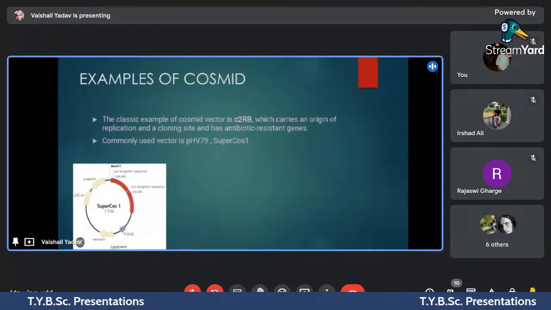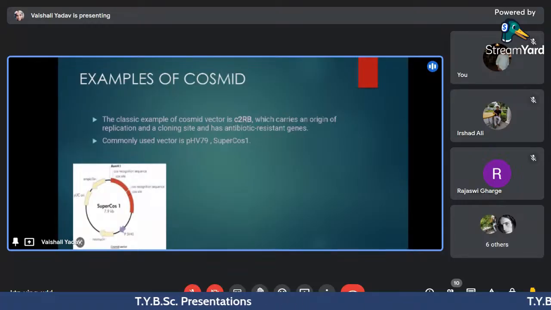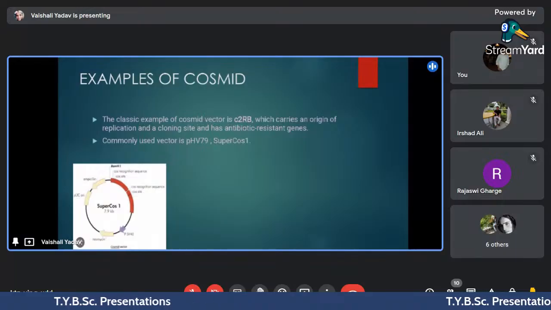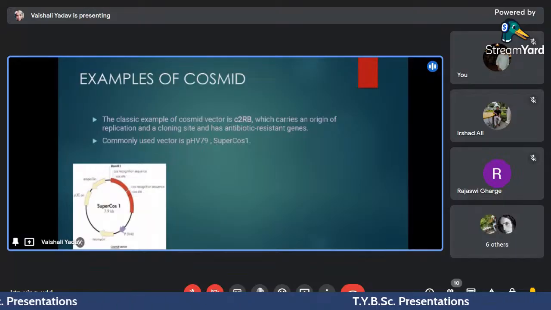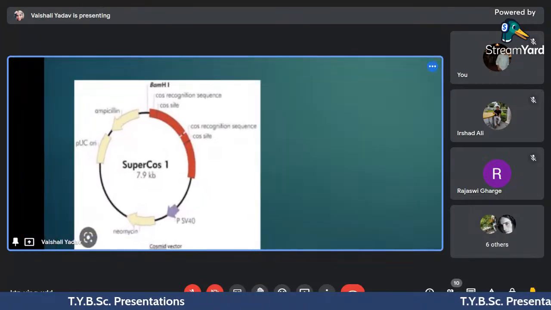Some examples of cosmid. The classic example of a cosmid vector is C2RB, which carries an origin of replication and a cloning site and has antibiotic resistance genes. Commonly used vectors are PHB79 and supercos1. Here is the diagram of supercos1.